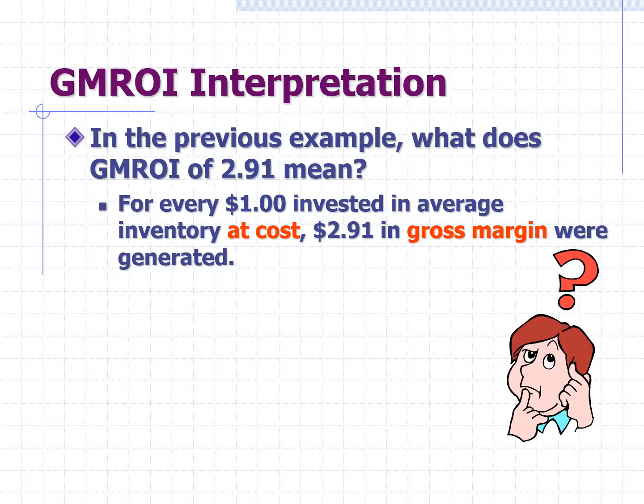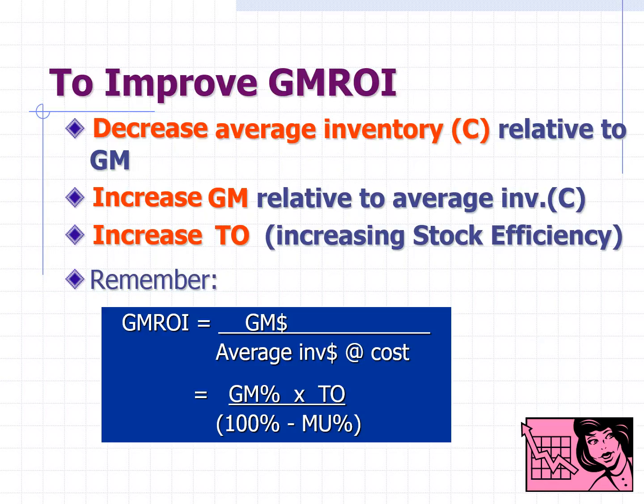But in most other cases and in real world examples, you always know for what period the gross margin was calculated, right? So that you will be able to know that this $2.91 of gross margin was generated over how long a time, right? And that kind of thing. And that is a very important piece of information. Again, since we want to improve our stock efficiency, inventory efficiency, we want to see how to improve gross margin return on inventory, right?